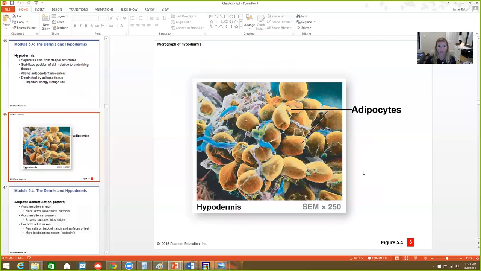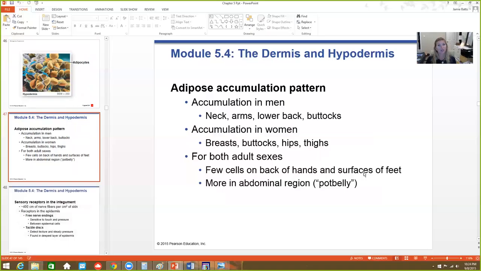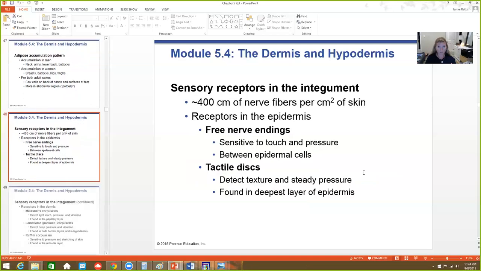So adipocytes, as we mentioned, are just little balls of fat droplets. The adipose accumulation pattern can be determined by our gender, really. In men, it's usually on the neck, arms, lower back, buttocks. Women, it's usually in the breast, hips, thighs. For both sexes, very few fat cells are on the backs of our hands or the surfaces of our feet. Those are mostly sensory, so fat's not going to accumulate in those areas. The abdominal region is also very, very common. You're going to have more adipocytes in those areas, is what that means.